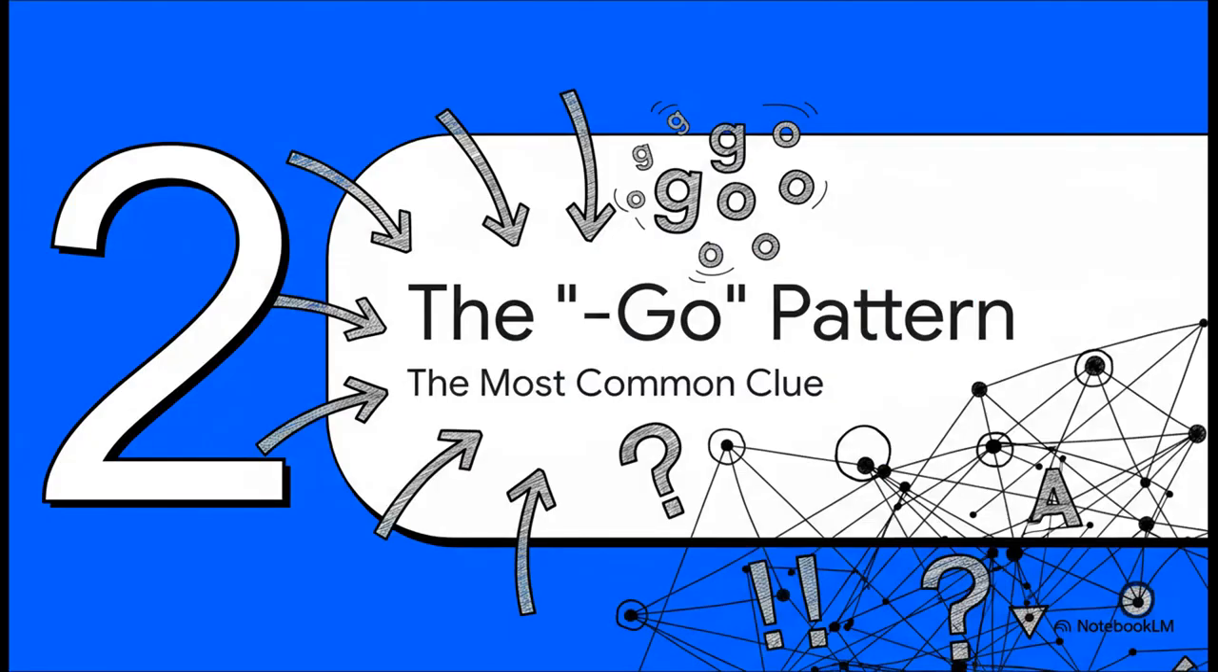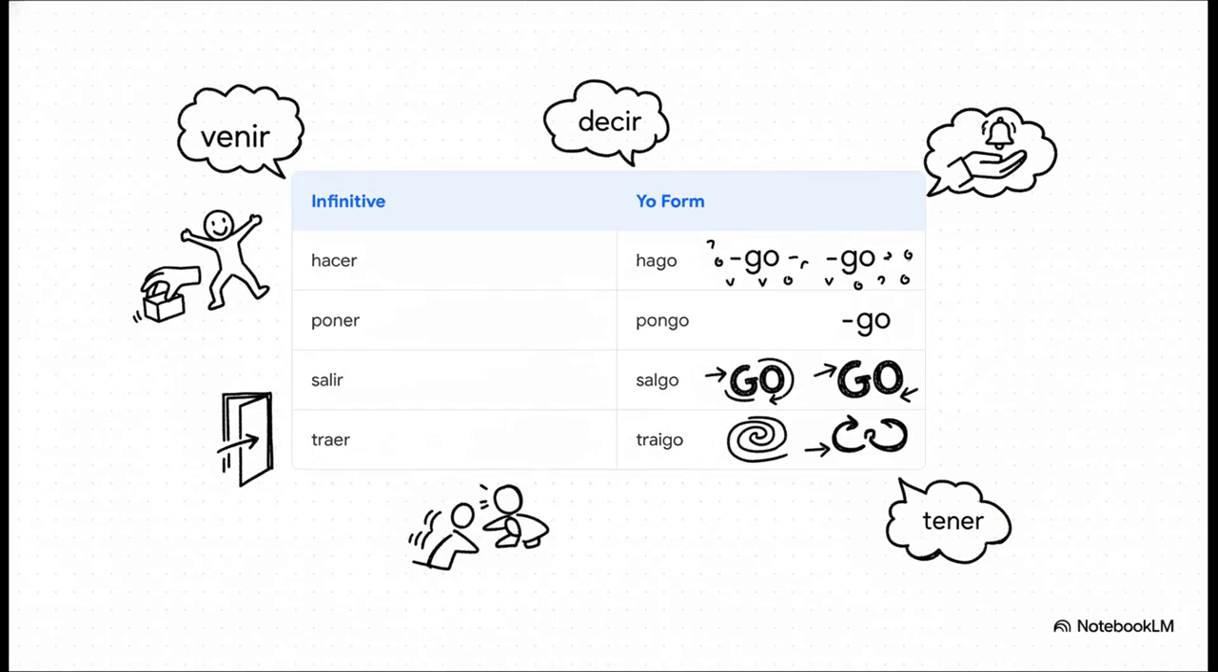Let's start with the biggest pattern of them all. Seriously, if you can spot this one, you've already solved a huge chunk of the mystery. This is the most common clue you'll find. And here it is, the go pattern. You can see it so clearly right here. Hacer becomes hago. Poner, to put, becomes pongo. Salir, to leave, salgo. And traer, to bring, you guessed it, traigo. A bunch of other super common verbs do this too, like tener and decir. They just add a go to the end for the yo form.